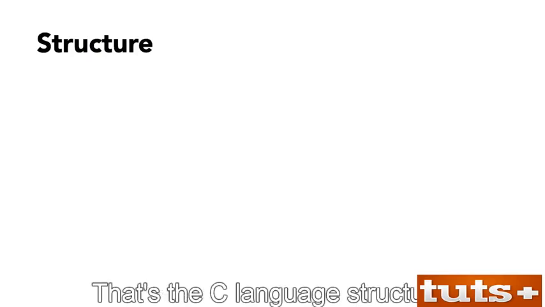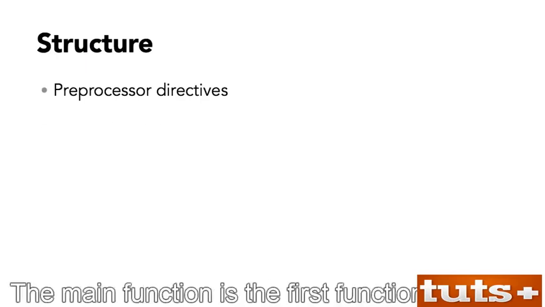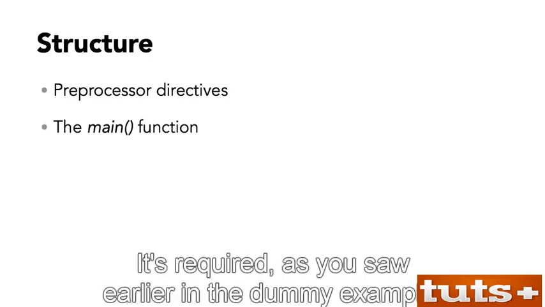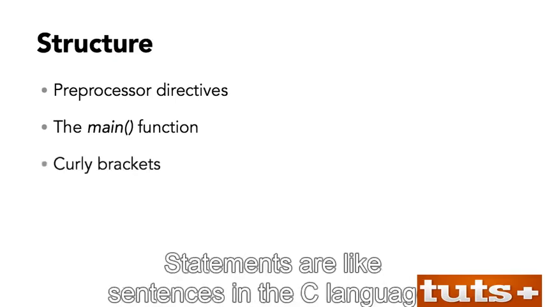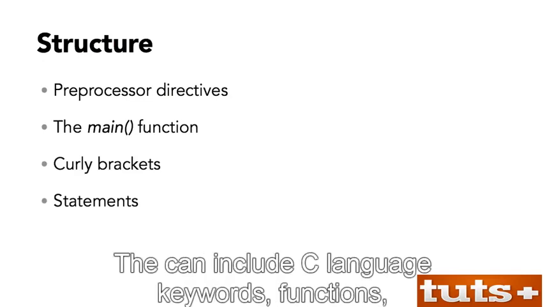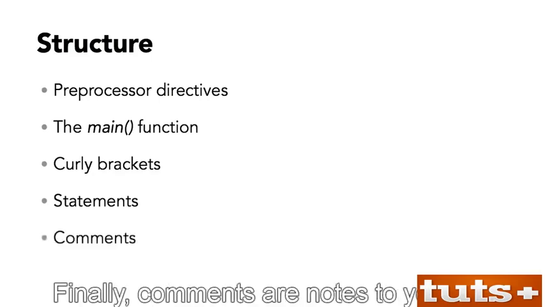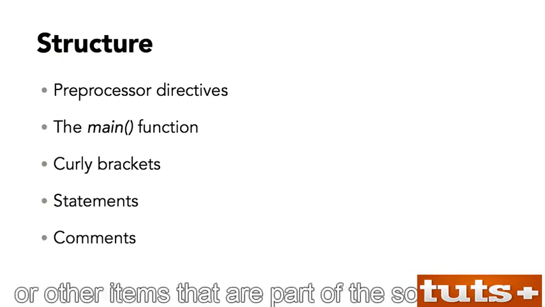All these pieces of the language must be used in a specific manner or order. That's the C language structure. The C language uses preprocessor directives to help control program flow. The main function is the first function executed in all C programs. It's required, as you saw earlier in the dummy example. Curly brackets are used to enclose a function's contents. Statements are like sentences in the C language. They can include C language keywords, functions, math, logical comparisons, and so on. Finally, comments are notes to yourself or other programmers, reminders, general information, or other items that are part of the source code but not compiled.